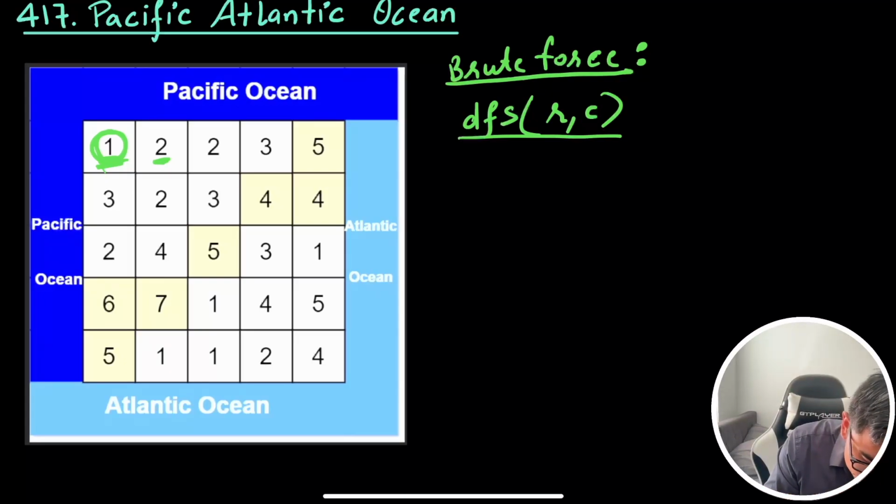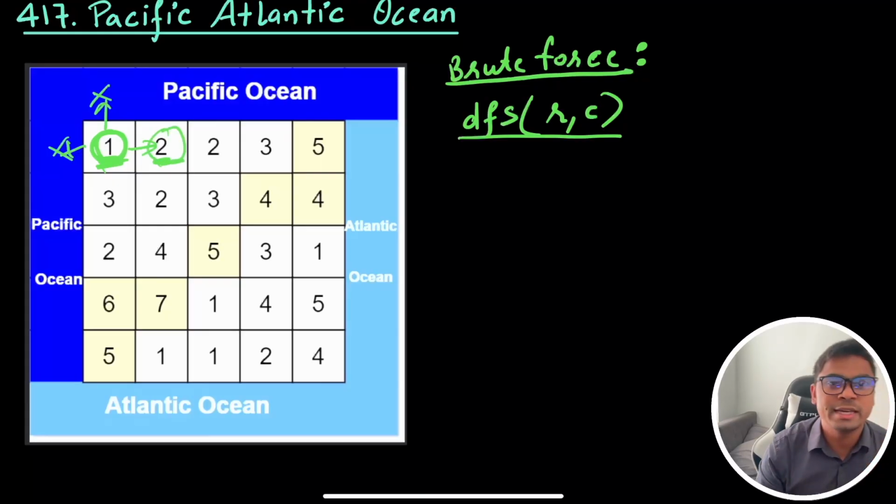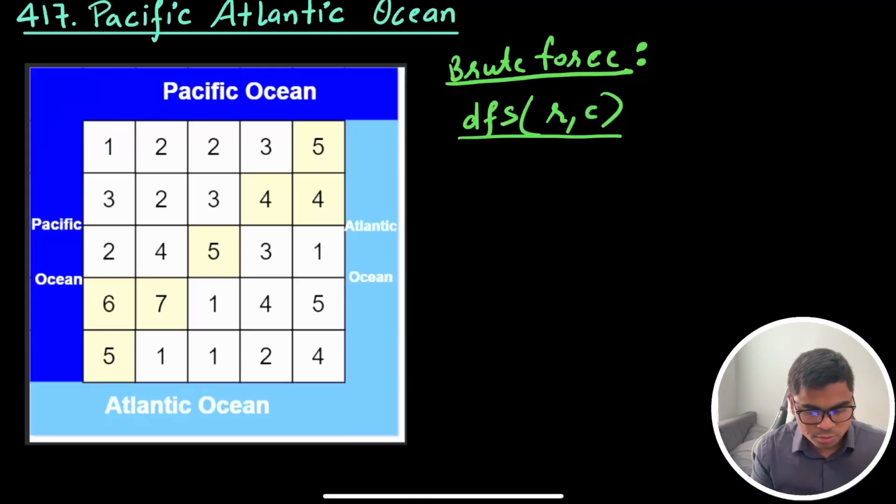So let's say from 1 it can't go this way, it can't go this way, but this could also not visit 2, because 2 is actually greater than 1. So water cannot flow from 1 to 2. It can flow from 2 to 1, but not from 1 to 2. So that is why this will basically return 0. So this cannot be added.